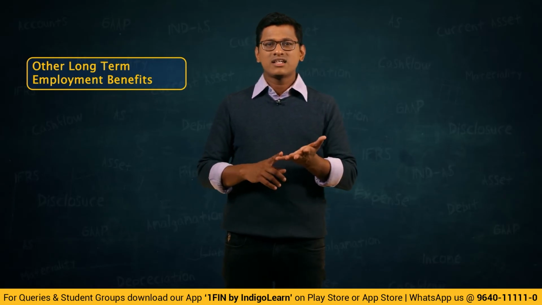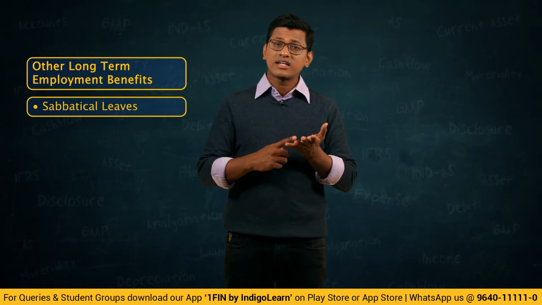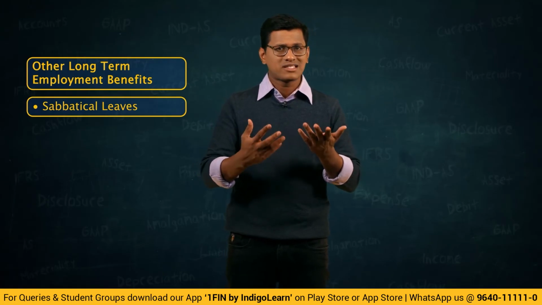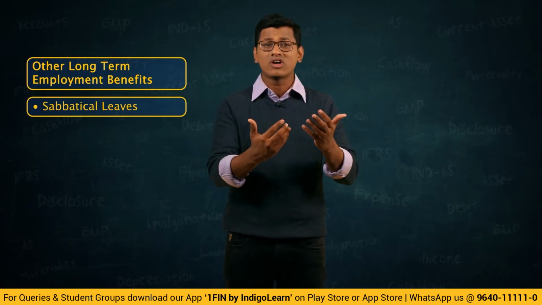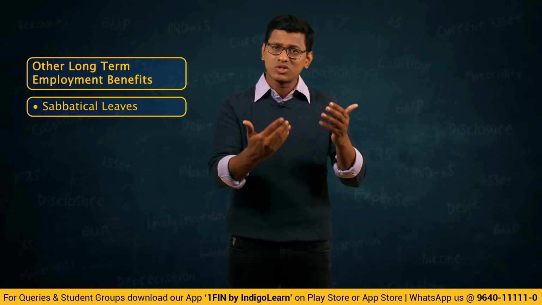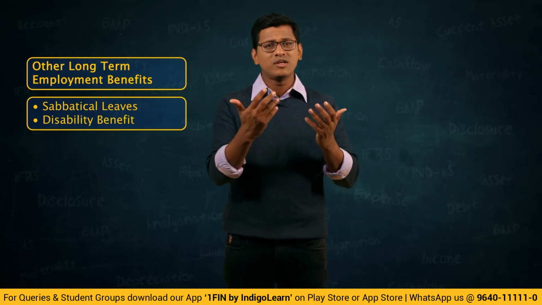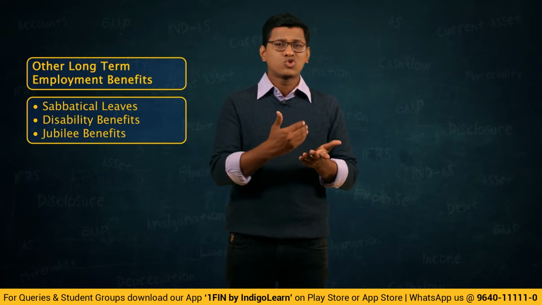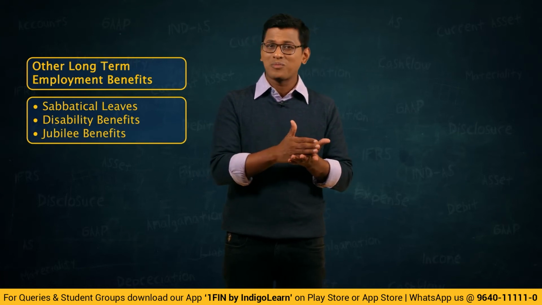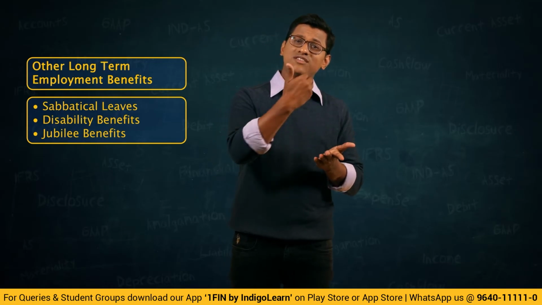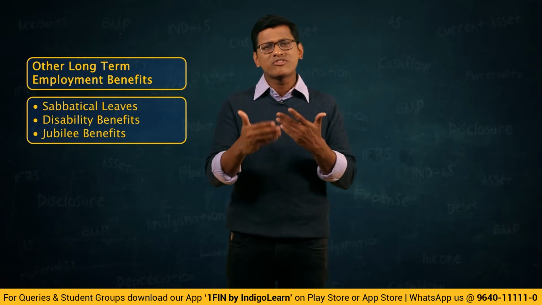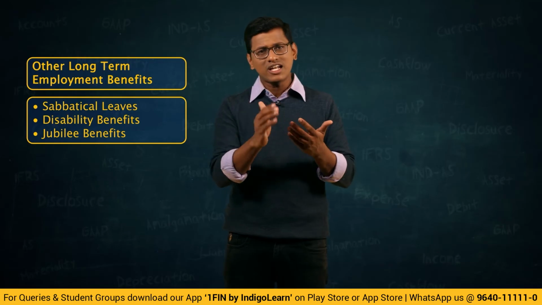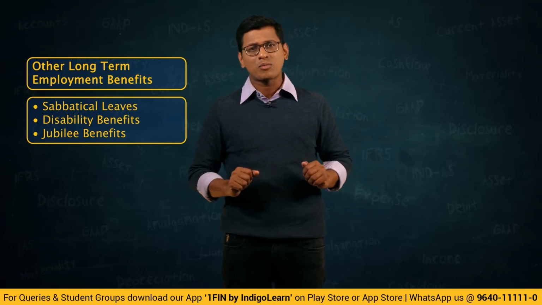Friends, let's take a few examples for this. Something like sabbatical leaves or disability. Maybe somebody met with some disability through the employment and there is some disability benefit that is being given, or there is something like jubilee benefits, we call them. Jubilee benefits are like if an employee completes 25 years, we give this kind of benefit to the employee. Like this, different companies have different other long-term employee benefits.